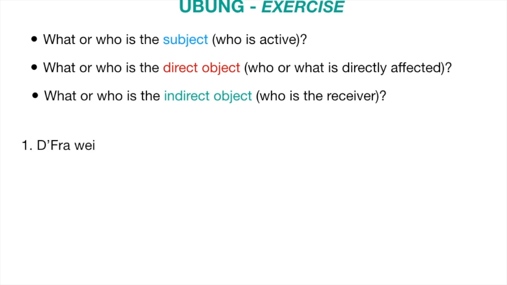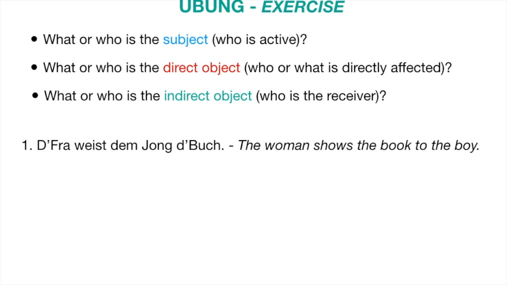Satz Nummer 1. Die Frau weist dem Jong d'Buch. So the woman shows the book to the boy. Now let's try to find out who is the subject. Now, hopefully you've got die Frau. So die Frau is the person acting in this sentence because you see the verb weist, so die Frau weist, so she is showing. Okay, and now what is she showing?